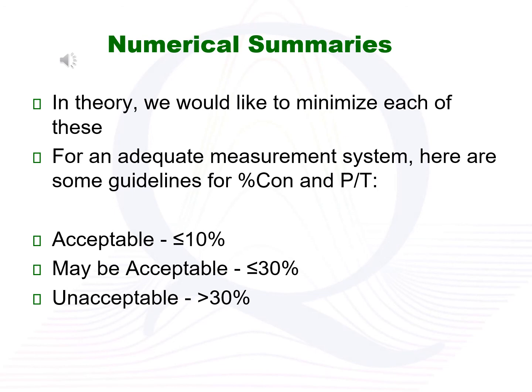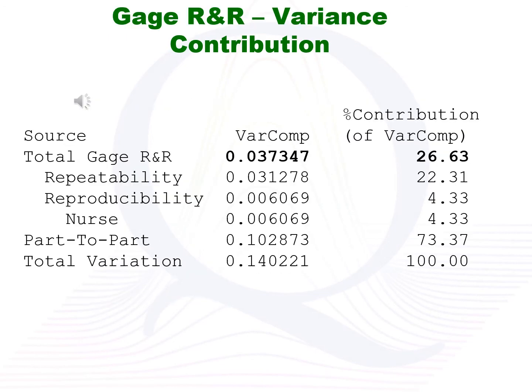Now let's go back and take a look at the thermometer example. Here are the results for the variance contribution. In this table, we have a column for source, the estimated variance, and the percent contribution to the overall variance. Based on the table, 26.63% of the variance is coming from the measurement system. This means that 73.37% is coming from parts.